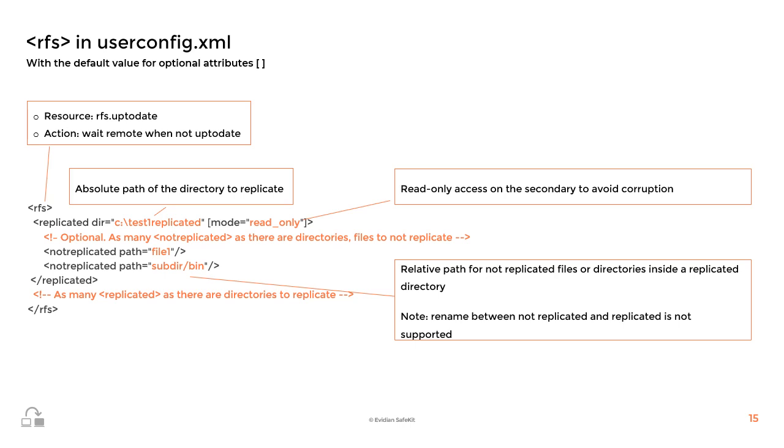Inside the replicated tag, you can define not replicated tags, meaning that some files or subdirectories must not be replicated. In the path of the not replicated tag, set the relative path of files or subdirectories inside the replicated directory. Note that renaming files or subdirectories between not replicated and replicated directories is not supported. Finally, you could duplicate the replicated tag as many times as there are directories to replicate.